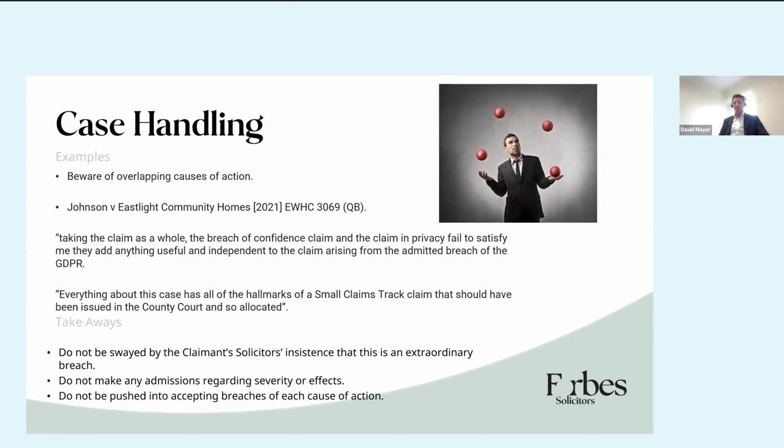Johnson and Eastlight was a case in which the claimant's rent statement was sent to a third party by mistake, and the claimant issued proceedings again in the High Court, breach of Data Protection Act, various other claims as well. And the court looked at it all and agreed the defendant's argument that the claims collateral to the GDPR claim, the misuse of private information, the breach of confidence, were superfluous really to requirements on top of the data protection matter, and that they may obstruct the just disposal of the proceedings and take up a disproportionate and unreasonable court time and costs.